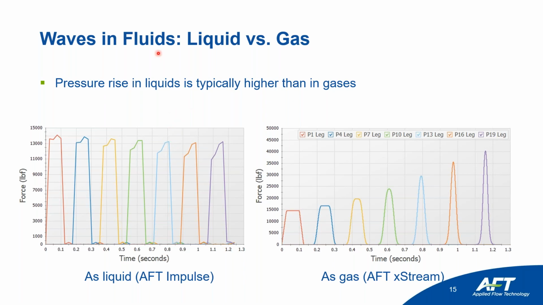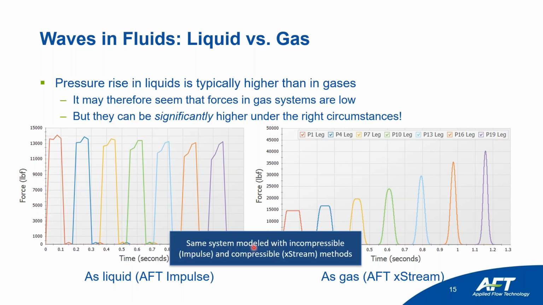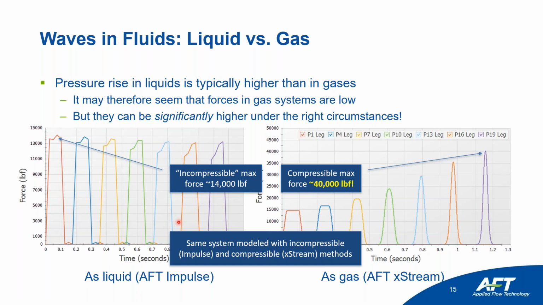So let's talk about waves and forces in liquids versus gases. Pressure in liquids is typically higher than gases. So it might therefore seem that forces in gas systems are low, but they can be significantly higher under the right circumstances. So here we have two systems: the same model with incompressible fluid in Impulse, and with compressible fluid in xStream. In the liquid model by Impulse, we get a force of 14,000 pounds. Now the same model by xStream gets 40,000.